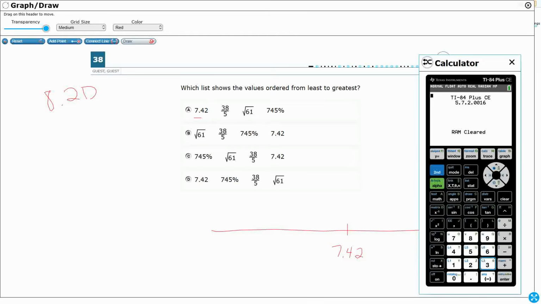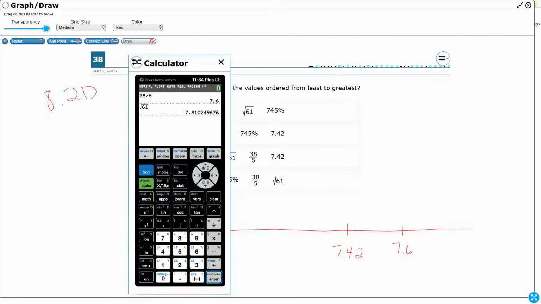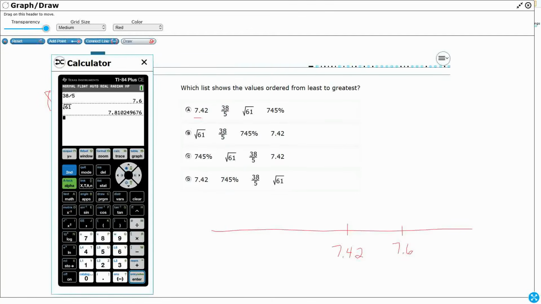So 38 divided by 5 is going to be 7.6. So that's going to be a little bit more. Square root of 61 is 7.8. Okay, so let me put my actual 38 fifths. This is 7.81, and that's the square root of 61. And I've got my 745%. This is move the decimal over twice. I don't need the calculator. That's 7.45.